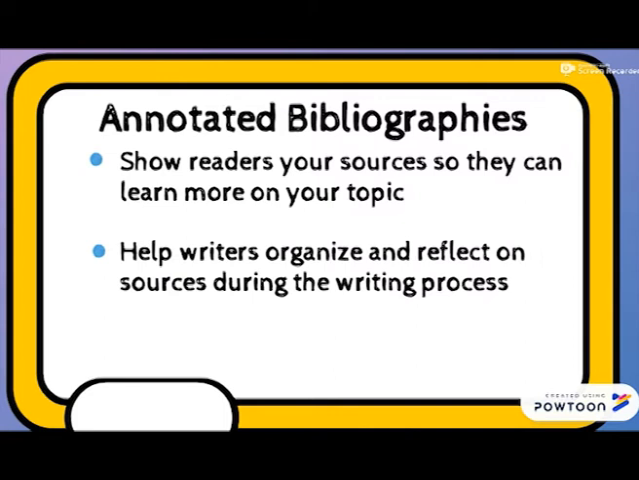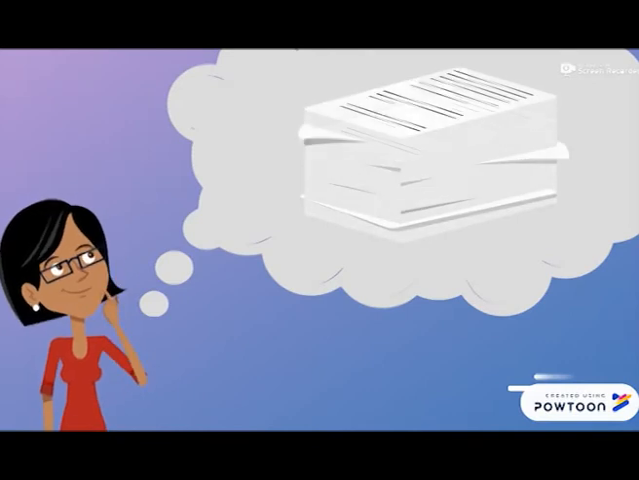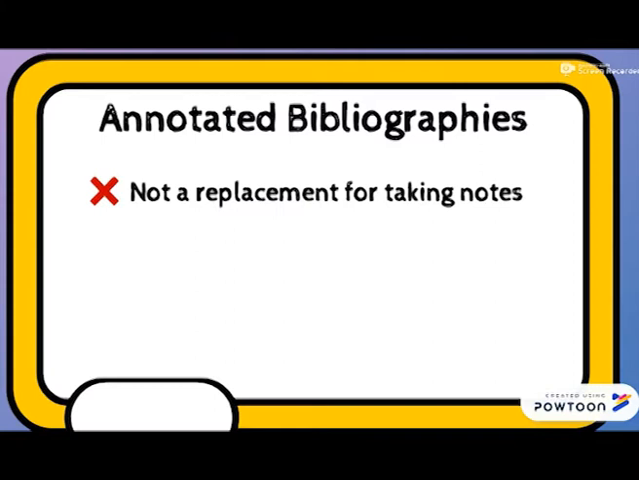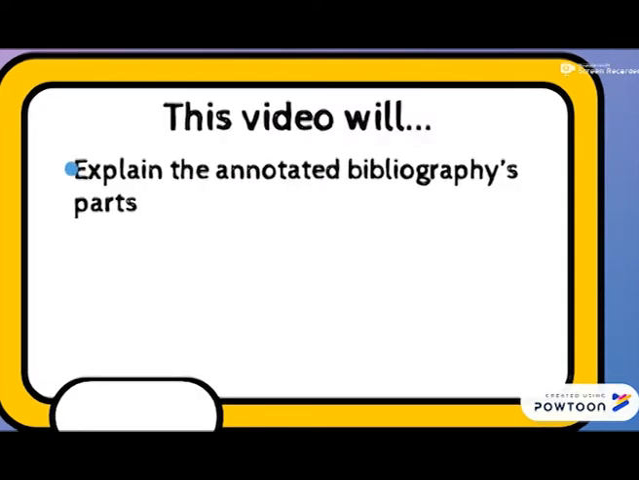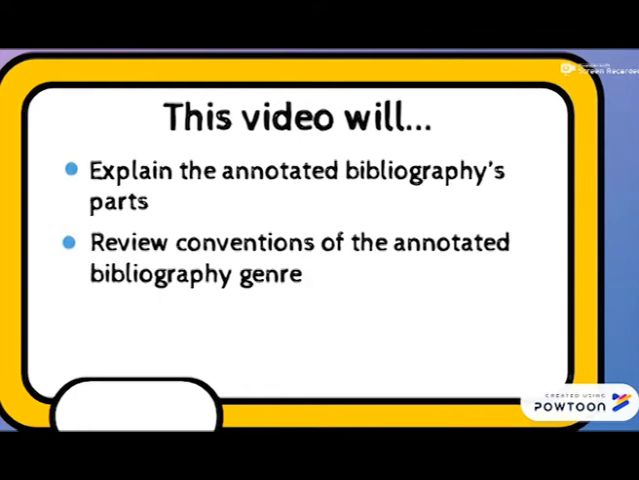When writing research papers or any piece of writing where you're juggling a lot of sources, it is nice to have a bibliography to refer back to that serves as a reminder for what sources you have and how you plan to utilize them. However, it is important to note that annotated bibliographies do not take the place of notes, and writers should keep more detailed notes as they read sources instead of relying on just the annotated bibliography. In this video, we will explain the annotated bibliography's parts, the conventions of the annotated bibliography genre, and offer some tips for writing your annotated bibliography.